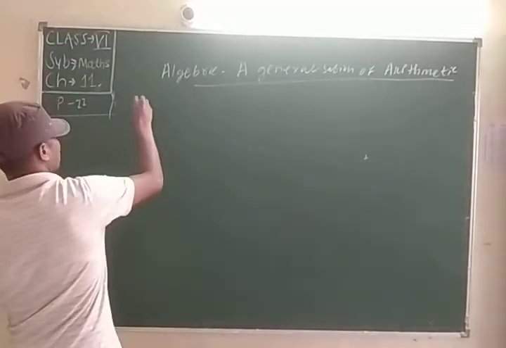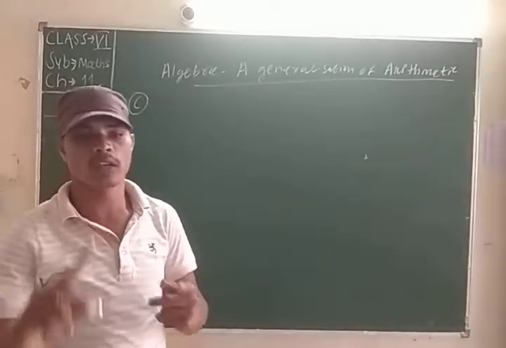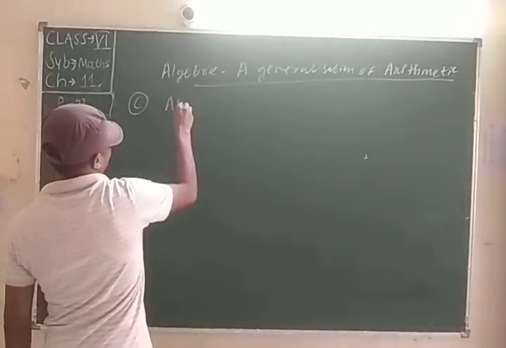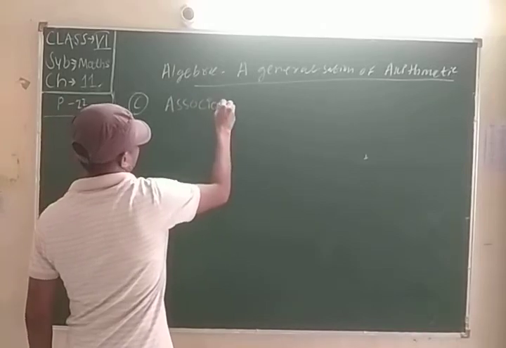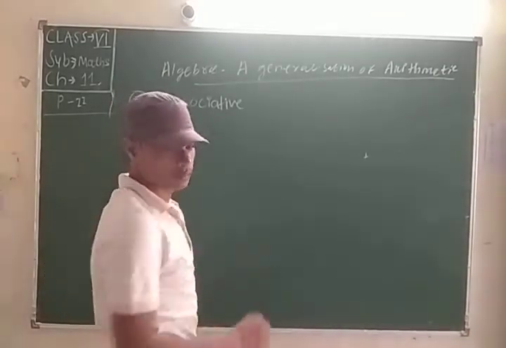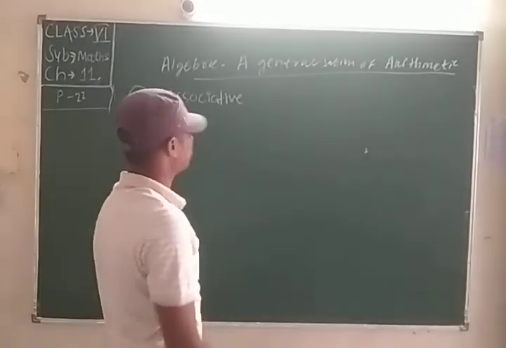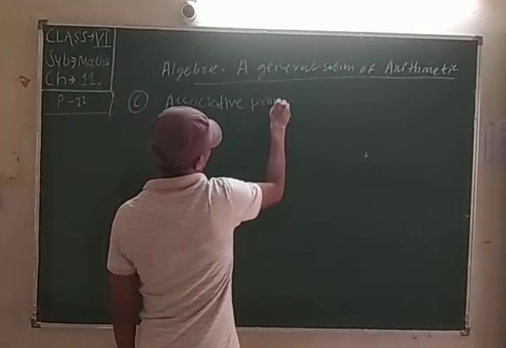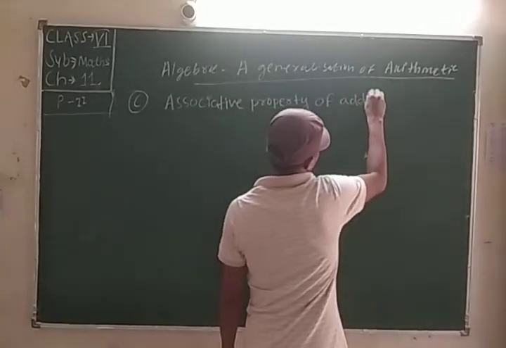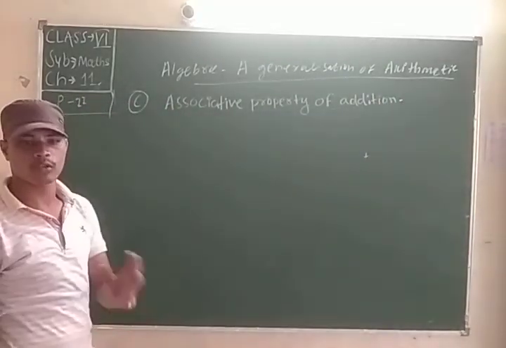First, you know about the commutative property of addition, then the commutative property of multiplication. Now you know about the associative property of addition. What is the associative property?